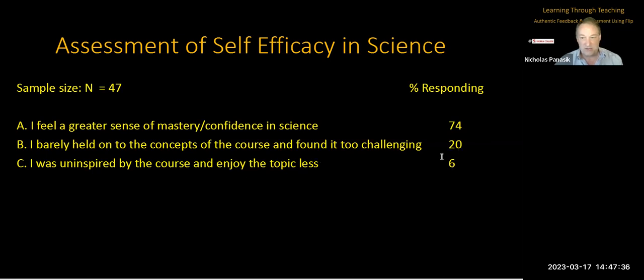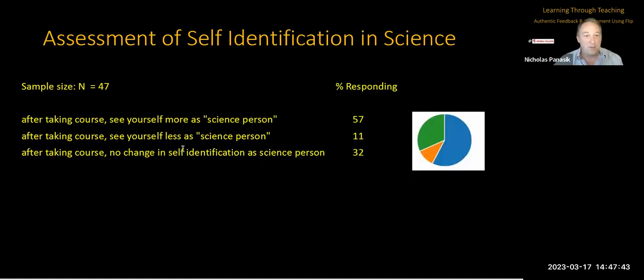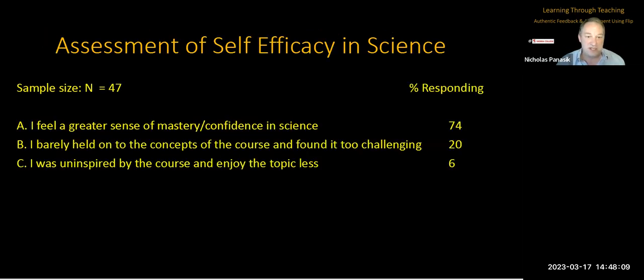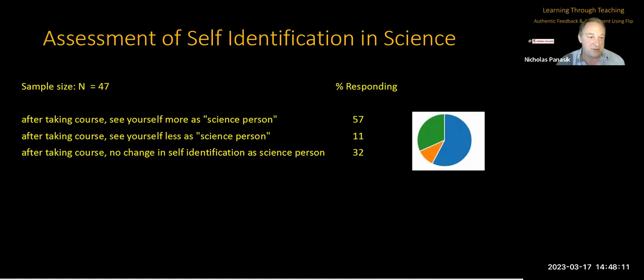You can see some of the other 20% found it very challenging, and there was a student that really didn't like it. Then I asked the question, do you see yourself as more of a science person? And I don't describe what I mean by a science person. This is a self-identification question, so whatever it means to the student. And about 60% of the students saw themselves more in that kind of profession than they did before. And I think a lot of that comes from this sense of mastery.